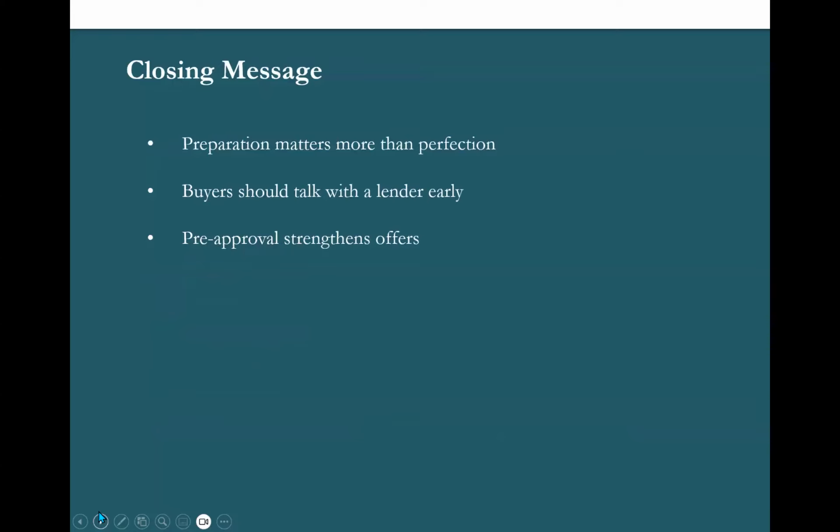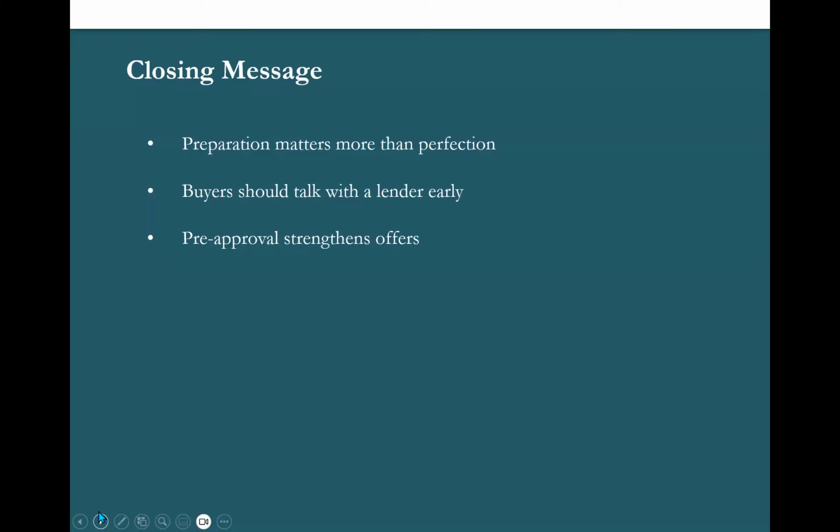So in closing, just remember, preparation matters more than perfection. You do not have to wait to have 20% down and 20,000 extra in the bank. People buy all the time with less funds, right? So remember, you have USDA at 0% down, VA at 0% down, FHA at 3.5, conventional with 3% for first-time home buyers or 5% for non-first-time home buyers. So you don't have to wait until everything is perfect to be able to purchase a home.